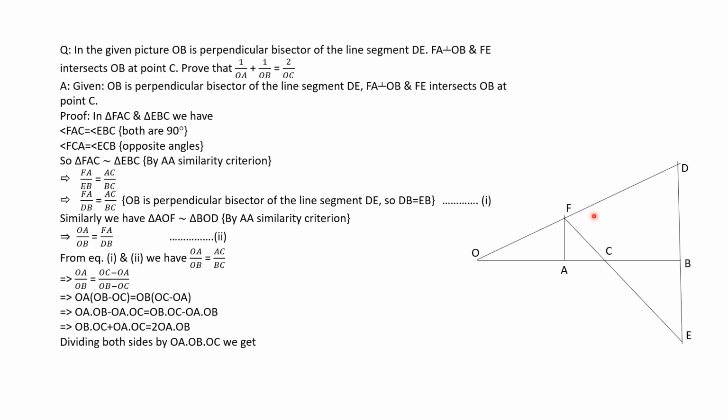Dividing on both sides by OA into OB into OC, we get 1 by OA plus 1 by OB equals 2 by OC. Hence proved.